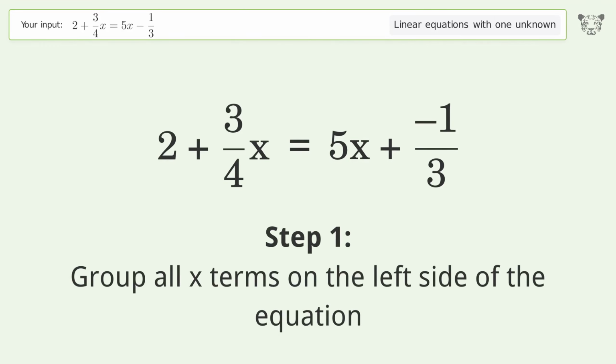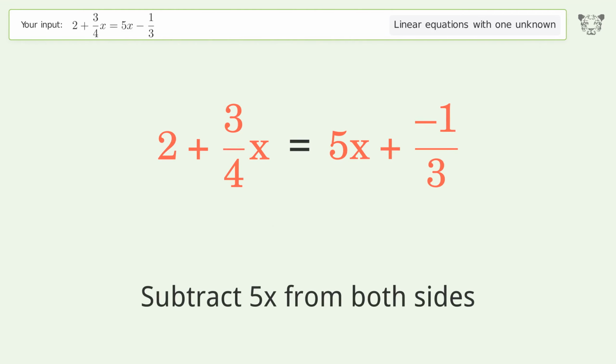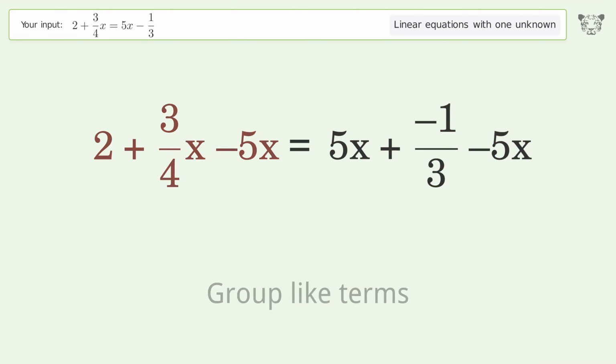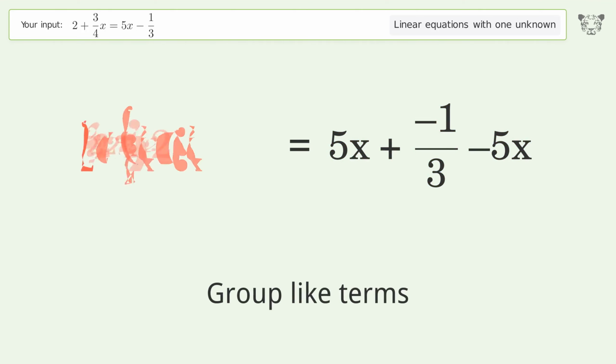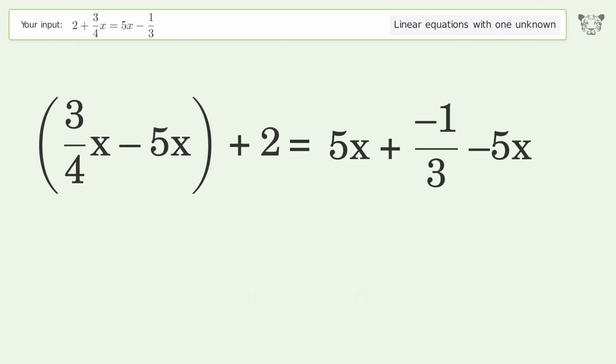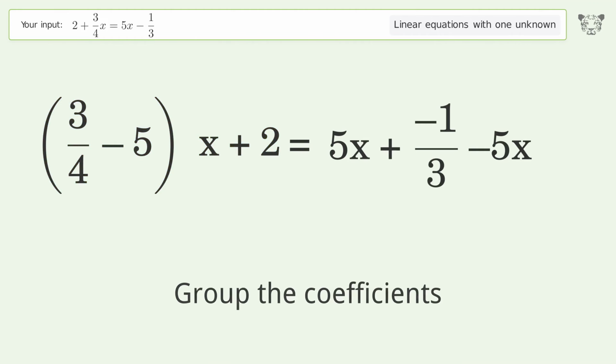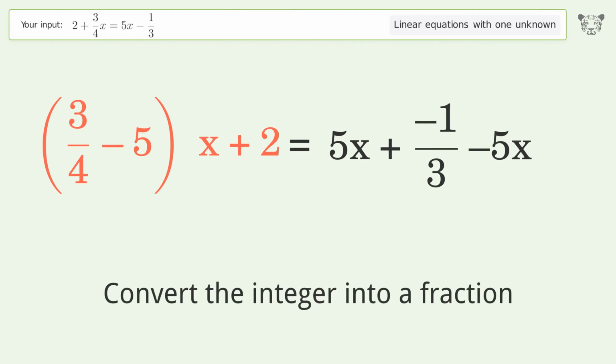Group all x terms on the left side of the equation. Subtract 5x from both sides. Group like terms. Group the coefficients. Convert the integer into a fraction.